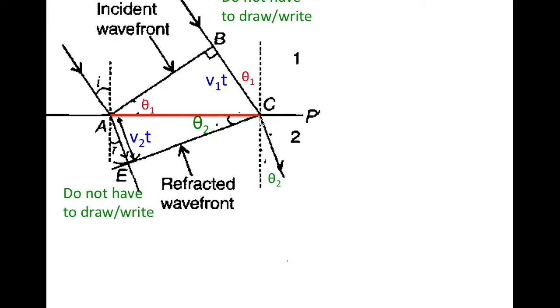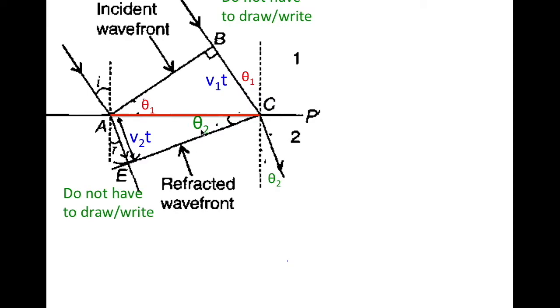Notice that our angle of incidence is right here, and this is known as theta 1. And our angle of refraction is this area between the normal and the bend in the ray, and this is theta 2. Using our trigonometry rules, we also know that if this is theta 1, this angle over here is also theta 1. And if this is theta 2, then we also know that this is theta 2.